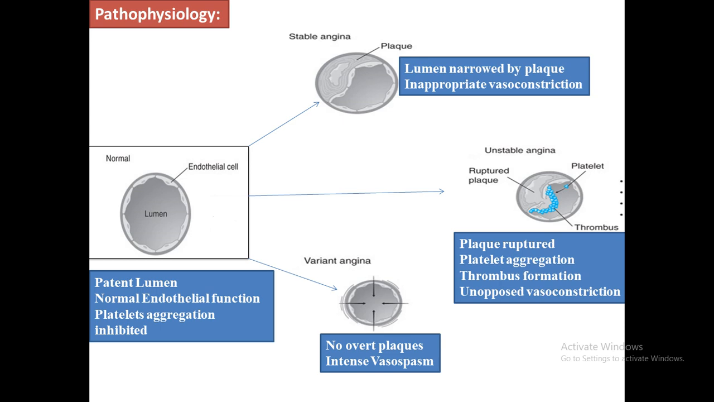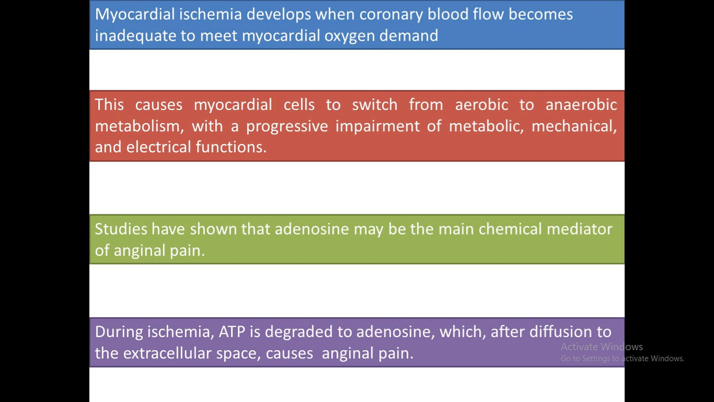And in variant angina, there is no overt plaque formation, but there is intense vasospasm due to some other etiological factor. With the development of the vasospasm, the vessel gets narrow and it inhibits the proper blood supply. So this is the pathophysiological condition of angina.